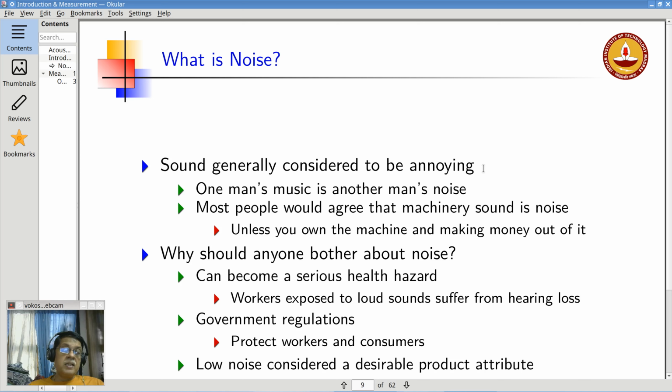The fact is that this can become a serious health hazard. If you are exposed to really loud sounds in a factory, for example, I don't know if you people have gone to a factory and heard hydraulic presses in action. These are used basically to stamp parts, right?